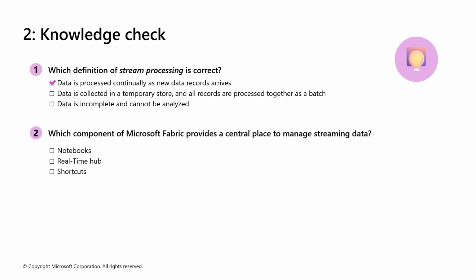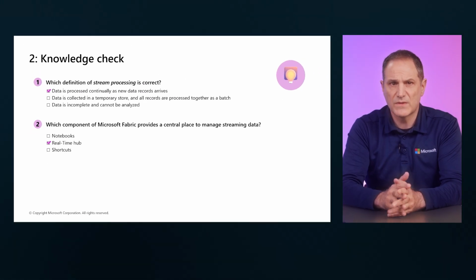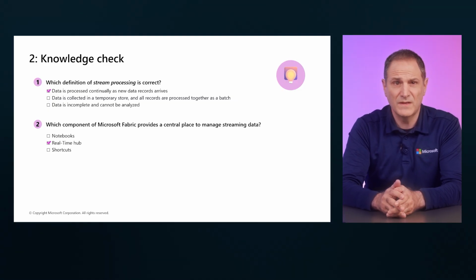Second question: which component of Microsoft Fabric provides a central place to manage streaming data? The correct answer is Real-Time Hub. The Real-Time Hub is where streaming sources, event streams, and real-time data flows are surfaced and managed in a unified way across Microsoft Fabric. If you understand these two points, you have the right mental model. Stream processing means continuous processing, and the Real-Time Hub is the control center for streaming workloads in Fabric.